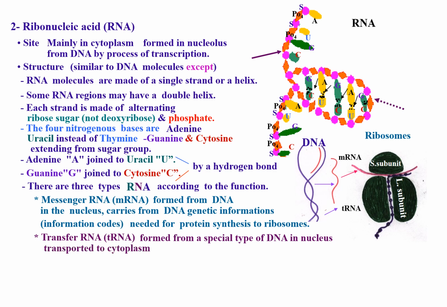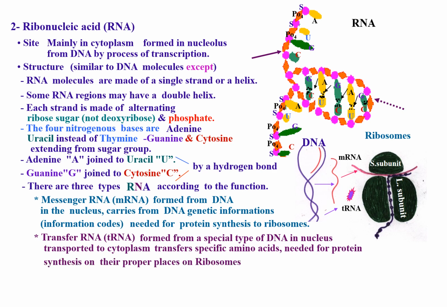Transfer ribonucleic acid, transfer RNA, also formed from a special type of DNA molecules in the nucleus and is transported to the cytoplasm, where it transfers the specific amino acids needed for protein synthesis on their proper places to ribosomes or protein factories.